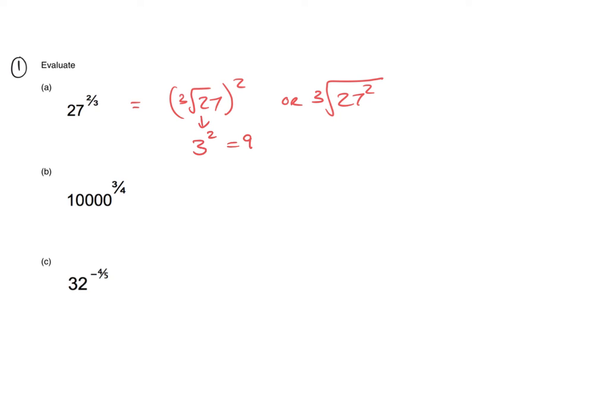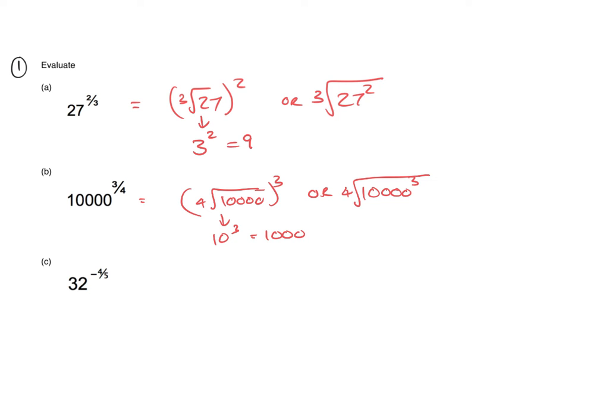Now for B, again, we have two options here. We can do the 4th root of 10,000 and then cube, or we could do 10,000 to the power of 3 and then take the 4th root. Obviously the first one is going to be easier. The 4th root of 10,000 is simply 10, so that's going to give us 10 cubed, and 10 cubed then is 1,000.